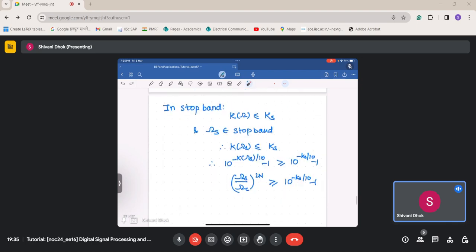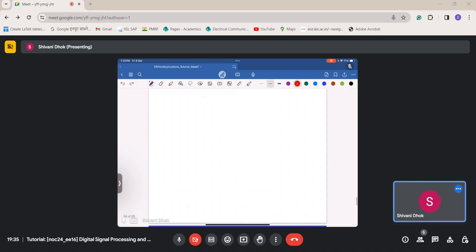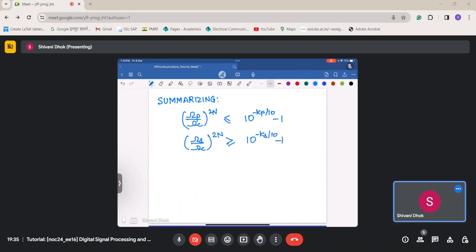So now if I summarize, what do I have? I have omega p upon omega c to the power 2n is less than or equal to 10 to the power minus Kp by 10 minus 1, and omega s upon omega c to the power 2n is greater than or equal to 10 to the power minus Ks by 10 minus 1. This is the thing that we are having.